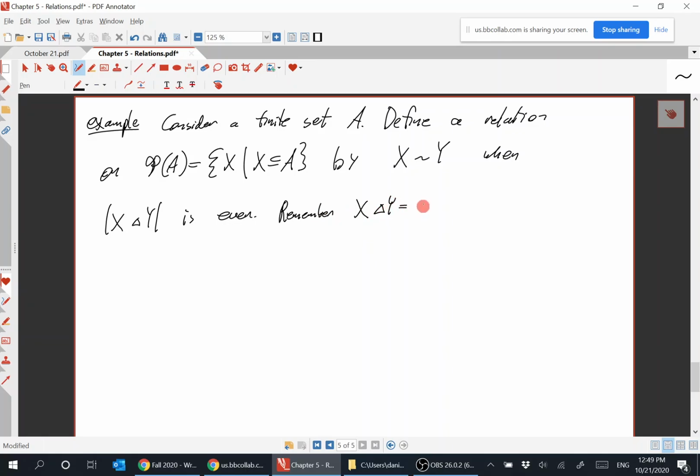It's x union y minus x intersection y. Another way to think of it is every element in x or y that isn't in both x and y. That is, x minus y union y minus x.